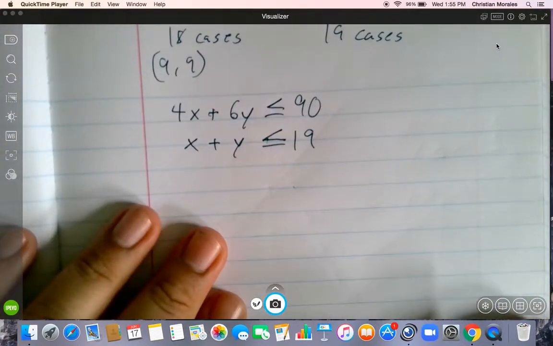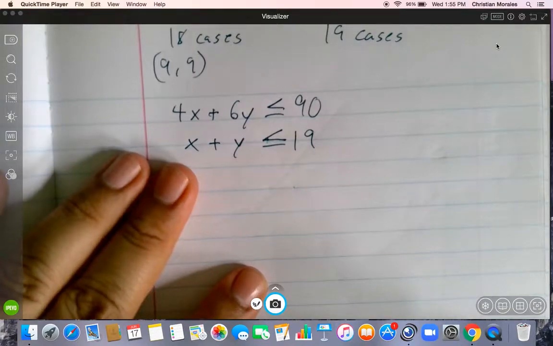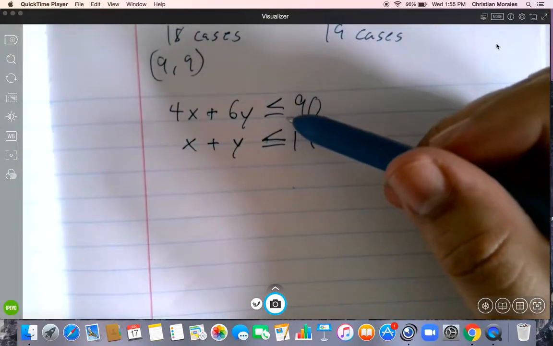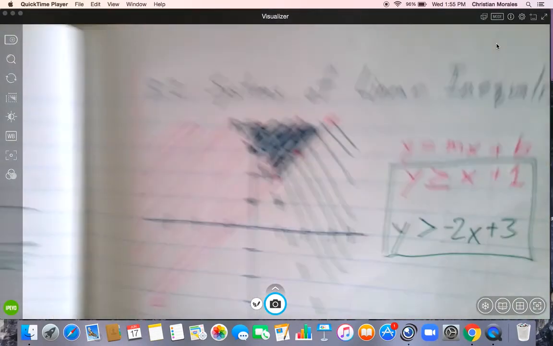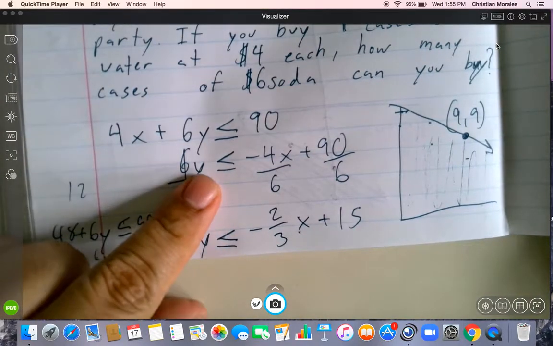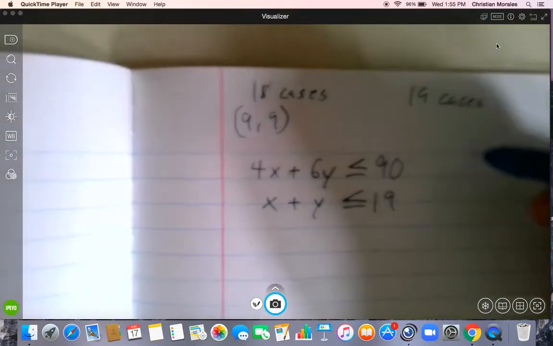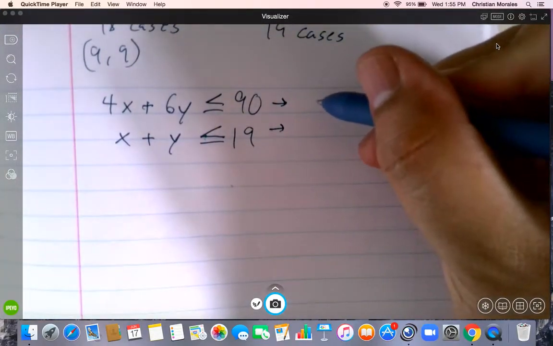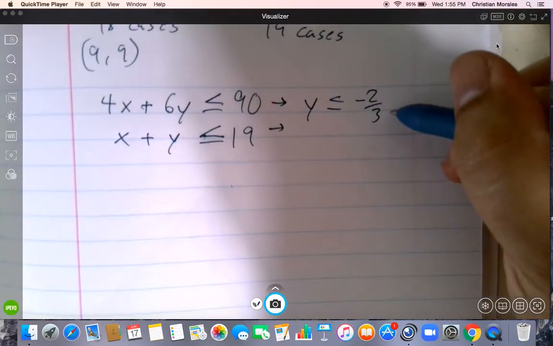Now, what you then do is you have to change them, right? You can't leave it this way. So you rewrite it, and I think we rewrote this one already. Yeah, in our notes earlier, we rewrote the first one. Move the 4x divided by 6. We get this equation. So let me do a little arrow here to change them. So this one is y is less than or equal to negative 2/3 x plus 15.